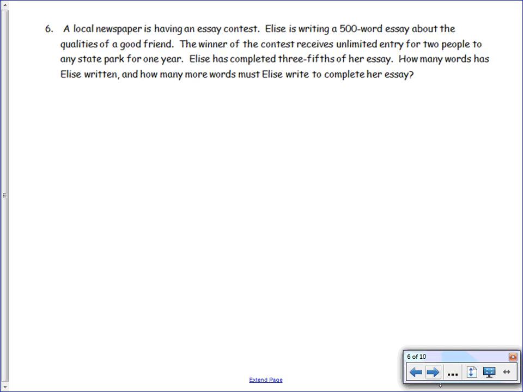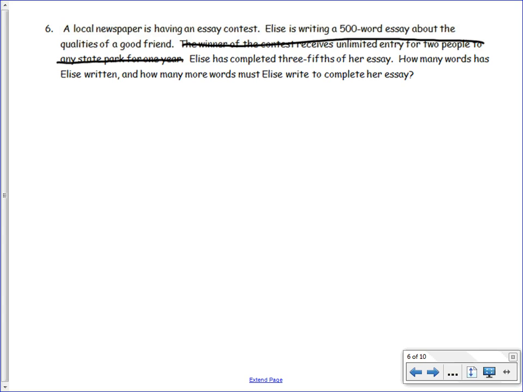A local newspaper is having an essay contest. Elise is writing a 500-word essay about the qualities of a good friend. The winner of the contest receives unlimited entry for 2 people to any state park for a year. I'm going to go ahead and cross out through that because that's not going to help me in my calculations. Elise has completed 3/5 of her essay. How many words has Elise written and how many words must she write to complete her essay?